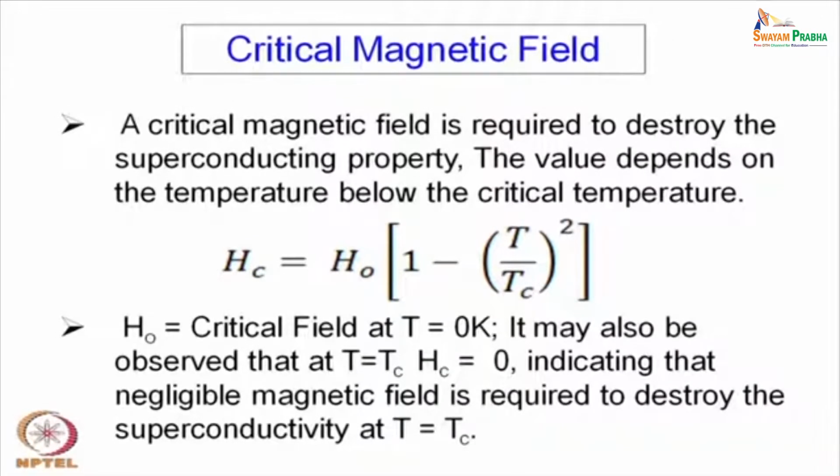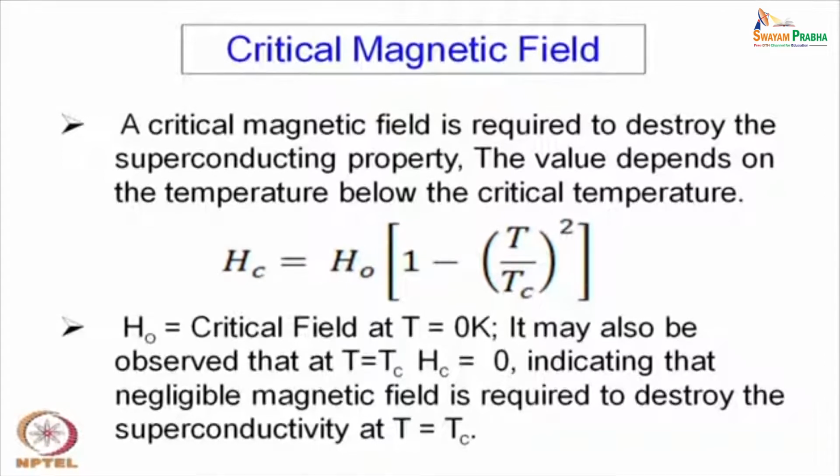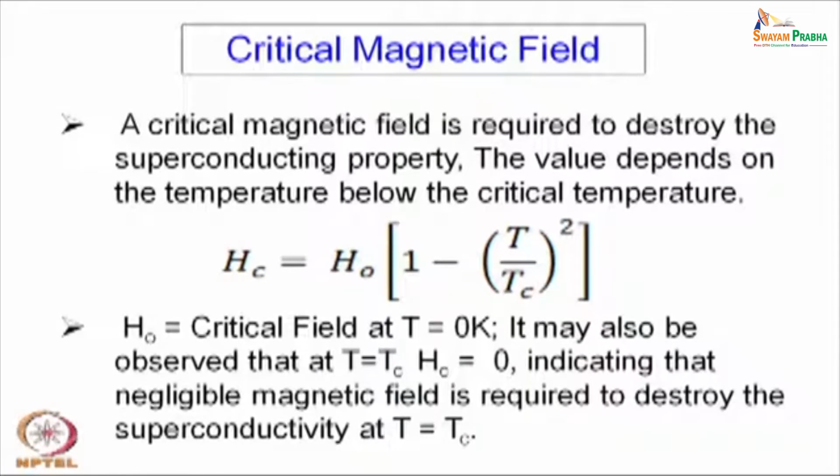In fact, high current produces magnetic field, and then the same field also tries to destroy the superconductivity. So, it is a self controlling phenomenon to some extent, so that the current really does not go to infinity. There is a realistic current which flows, a real current, which is kind of a steady current. A critical magnetic field is required to destroy the superconducting property.